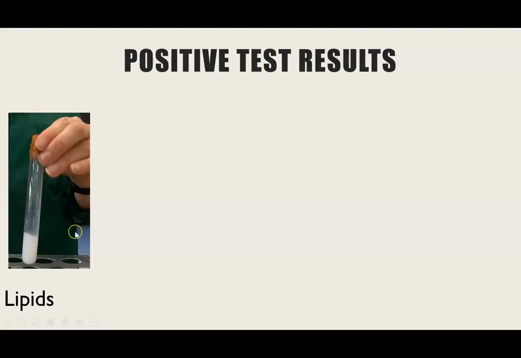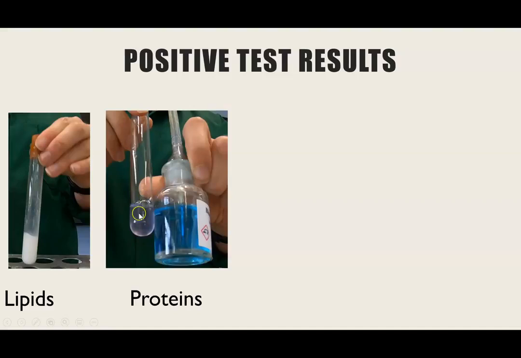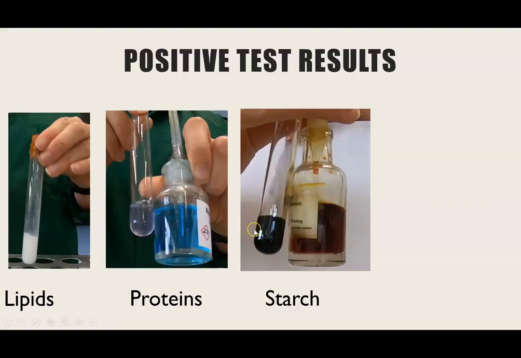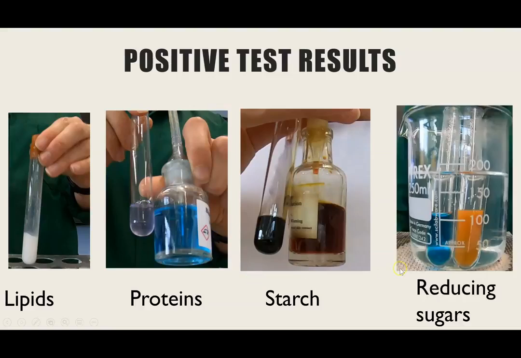So lipids was the white emulsion. Proteins is this purpley lilac colour. Starch, you get blue-black. And reducing sugars, you can get any colour from the green, yellow, orange, brick red. The more dark red it is, the higher the concentration of reducing sugar. So we've got a dark orange in this case. So that's it for the biochemical tests. You need to know the method and the positive test result.